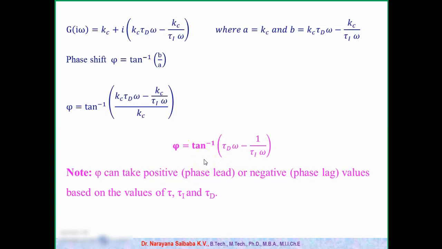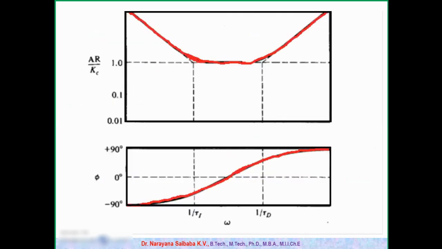So here the phi value can be negative or positive based on the values of tau_D and tau_I omega. If you get a negative value, we can call it phase lag. If you get a positive value, we can call it phase lead. So once you have these two formulas, the AR and phi formulas, then you can draw the Bode diagram by assuming different values of omega.